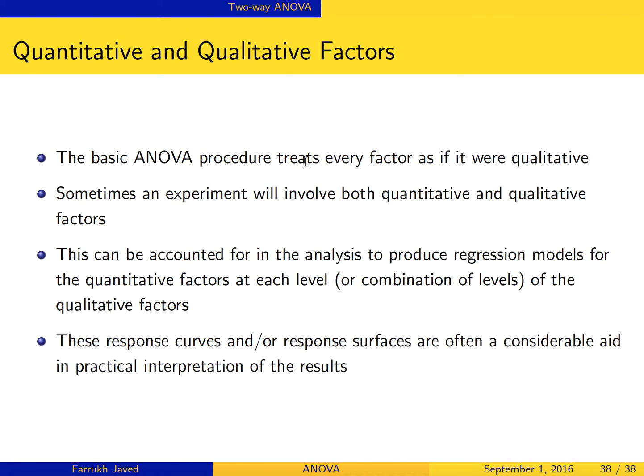So the basic ANOVA procedure treats every factor as if it were qualitative. Sometimes an experiment will involve both quantitative and qualitative factors, and this can be accounted for in the analysis to produce models. For instance, regression models. We consider all of these as regression models, and sometimes we go for response surface curves or response surfaces to interpret those results. We are not going to discuss them in detail, but I wanted to give you a clue that if you extend your analysis further, then you can resort to those methods.